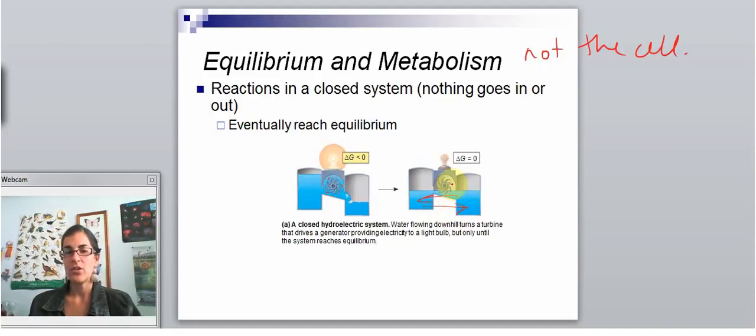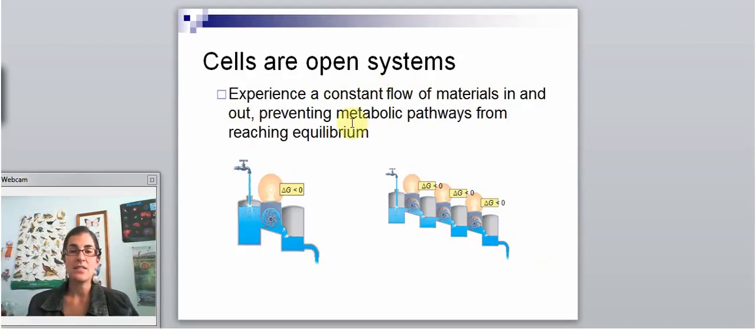So if the cell goes to equilibrium, so this would be equilibrium, there's no longer any energy to get out of the process, right? So this would be bad for the cell, and that's why I said, this is going to happen when we die. Our chemical reactions will go to equilibrium, but we're no longer able to process energy, and that's why our bodies will go towards disorder. Instead, what is happening in the cell is that there's always new materials coming in.